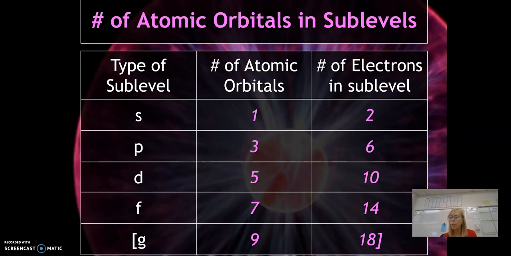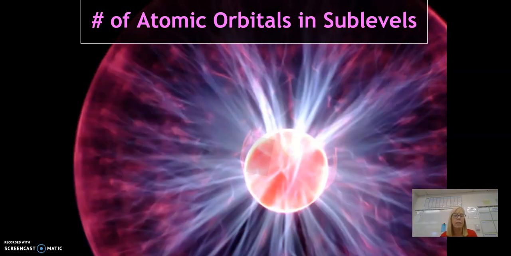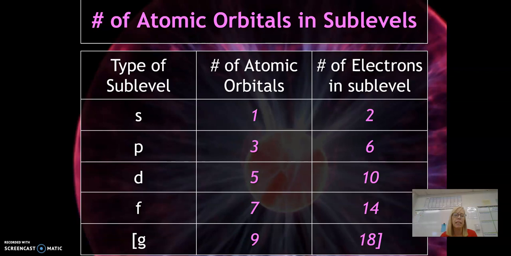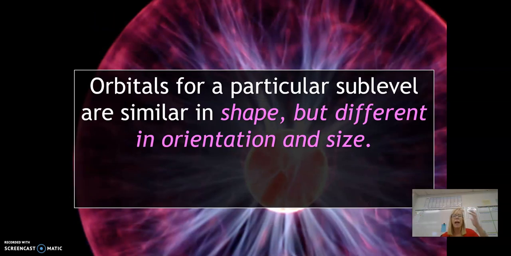The g you are not responsible for, but if we had enough elements to need a g, it would have 9 orbitals, and that would be 18 electrons. Here it is again. This is super sensitive. Orbitals for a particular sublevel are similar in shape, but they're different in size and in orientation.